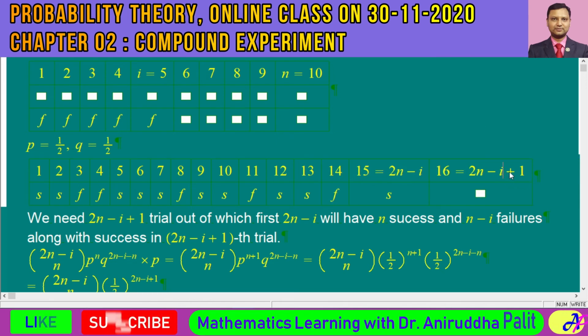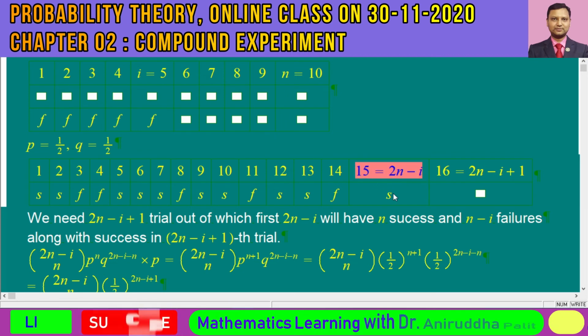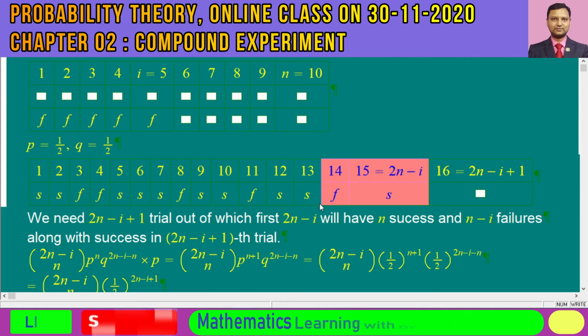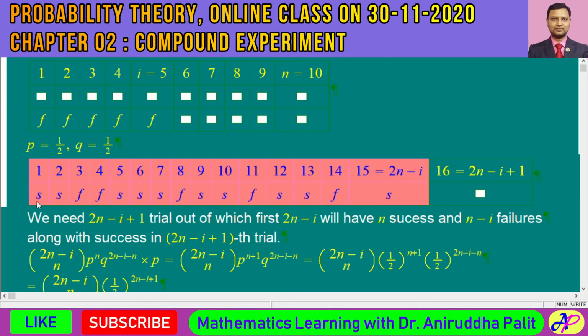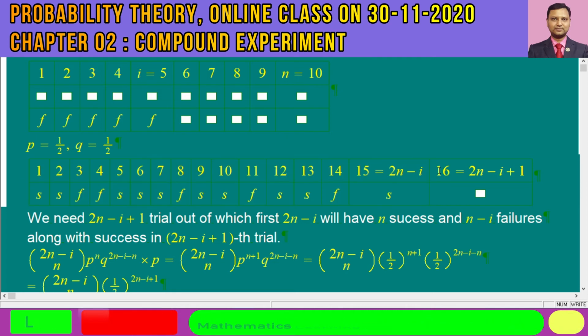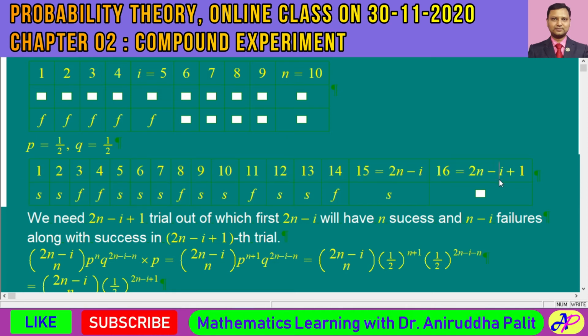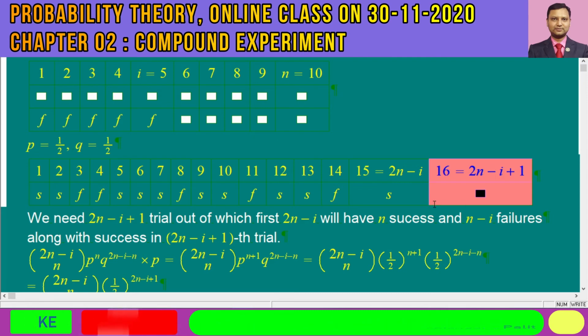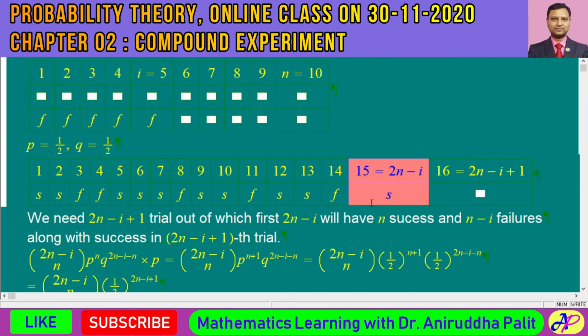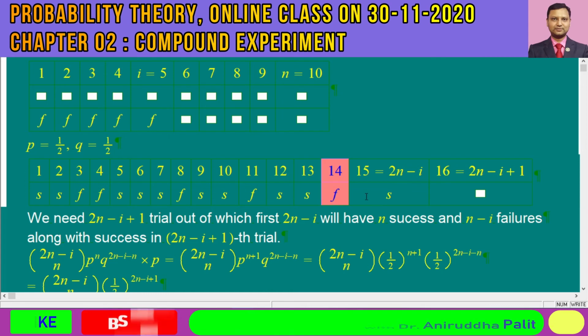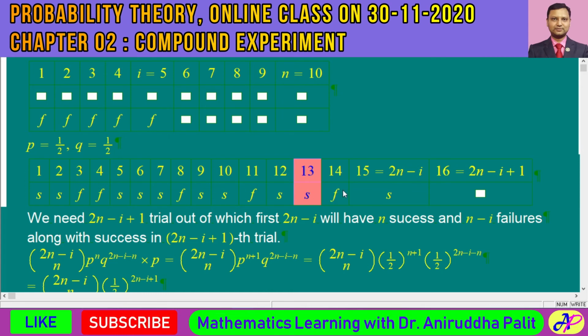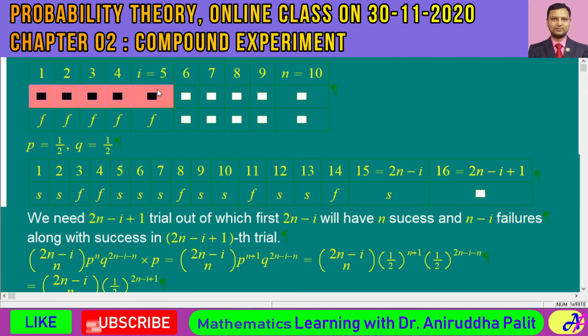This is twice n minus i plus 1, and this is actually twice n minus i. So in twice n minus i number of trials, we will get a certain decisive conclusion. You don't need this trial number 16. We can talk about trial number 15, or trial number 14. We can talk about trial number 15, in which the matchbox would be totally empty.